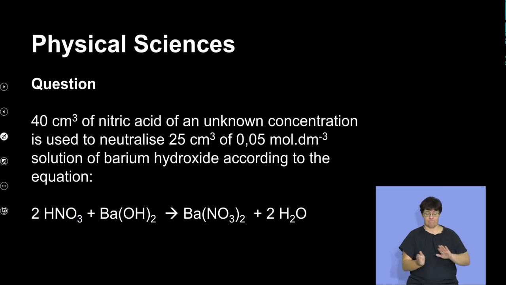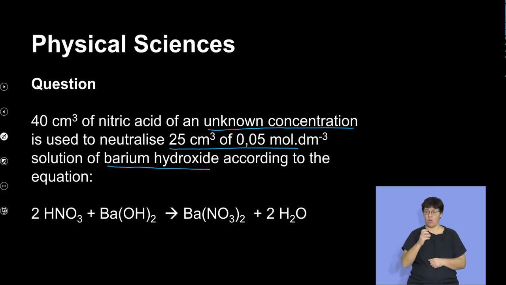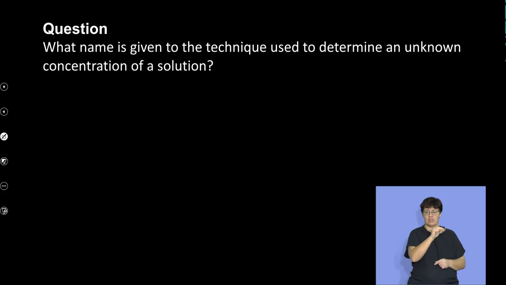Okay, and then we've got another one which says 40 cubic centimeters of nitric acid of an unknown concentration is used to neutralize that volume and concentration of barium hydroxide. So 25 cubic centimeters and 0.05 moles per cubic decimeter are for the base barium hydroxide. So this is the balanced equation of the reaction between nitric acid and barium hydroxide, right? So what do we have?